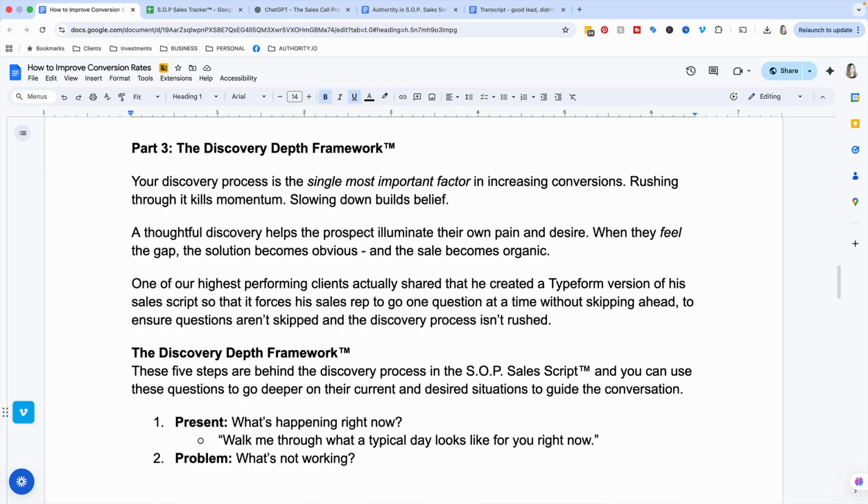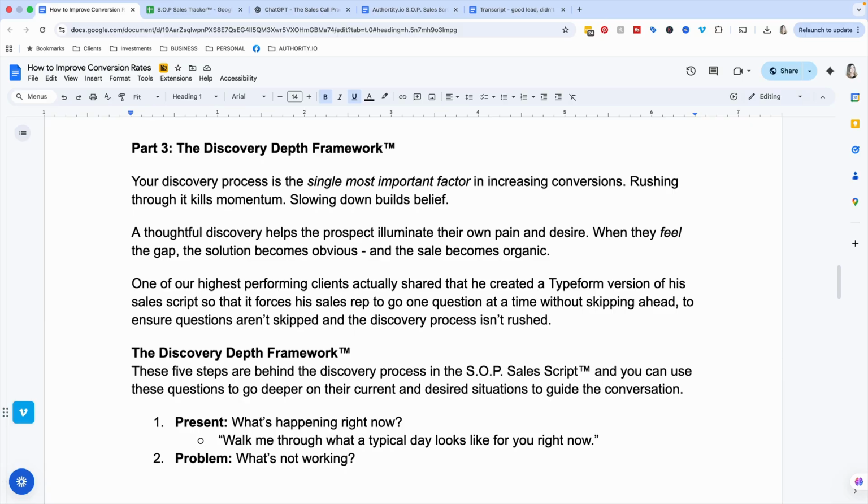Your discovery process is the single most important factor in increasing conversions. Rushing through it kills momentum. Slowing down builds belief. So a thoughtful discovery helps the prospect illuminate their own pain and desire when they feel the gap. So the solution becomes obvious and the sale becomes organic.